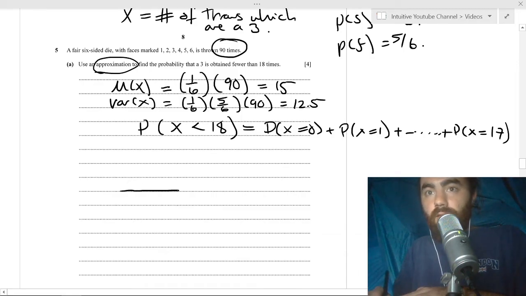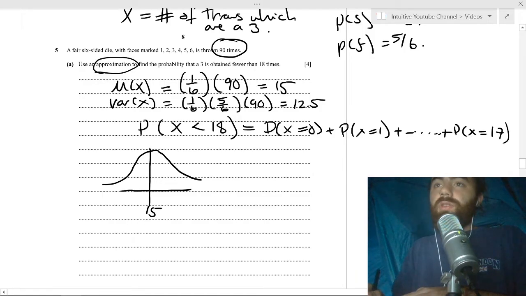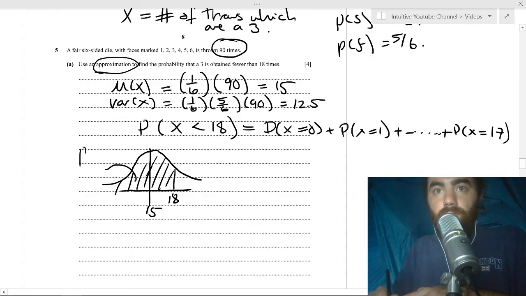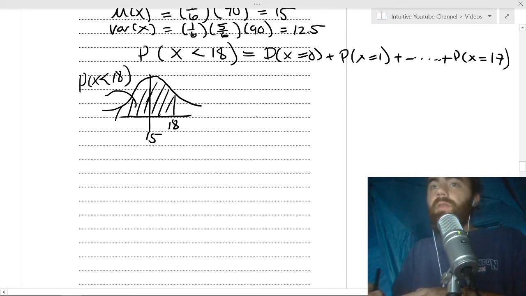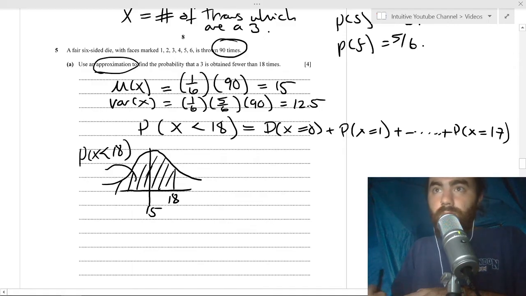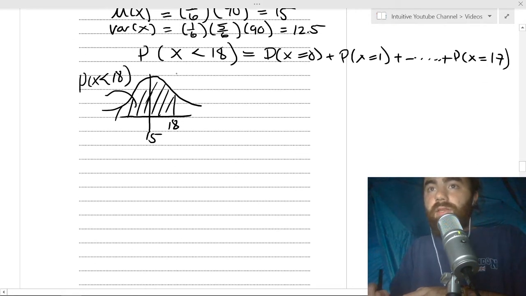So we can say that, to find the probability that x is greater than 18, we have a mean. We can say our mean of our normal distribution is 15 with a variance of 12.5, and it wants us to find where. So this would be the probability that x is less than 18. If we find that, then that's what we want to find, right? But what you have to remember is, when making this approximation, we can make it better.